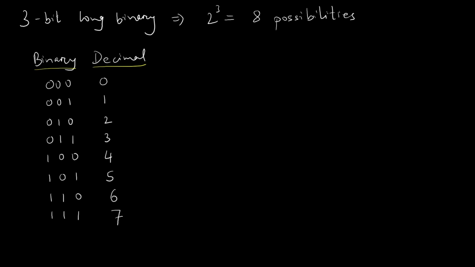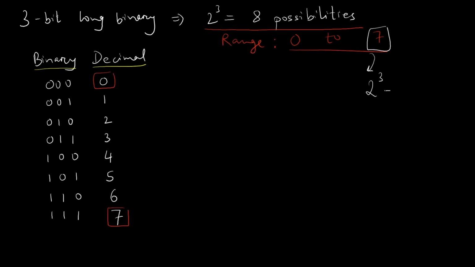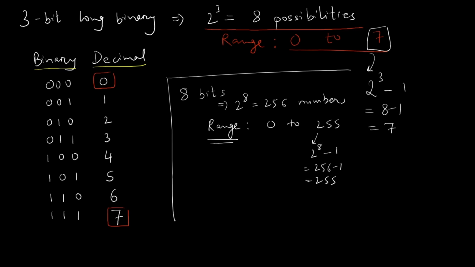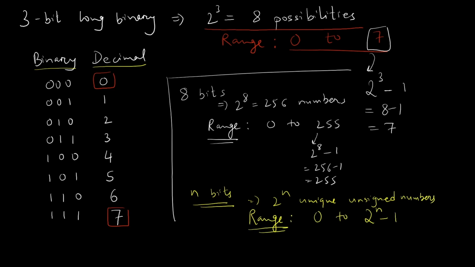This means using a 3-bit long binary number, one can represent 2 to the power 3 equals 8 unsigned numbers ranging from 0 to 7. 7 is nothing but 2 to the power 3 minus 1. In the same way, with 8 bits, one can represent 2 to the power 8 equals 256 unsigned numbers ranging from 0 to 255. 255 is 2 to the power 8 minus 1, that is 256 minus 1. If there is an n-bit long binary number, then we can represent 2 to the power n unique unsigned numbers ranging from 0 to 2 to the power n minus 1.